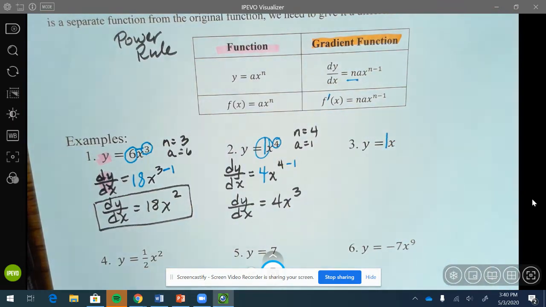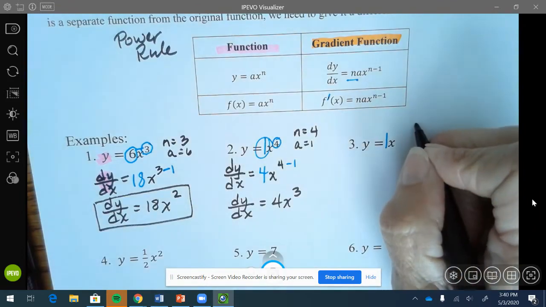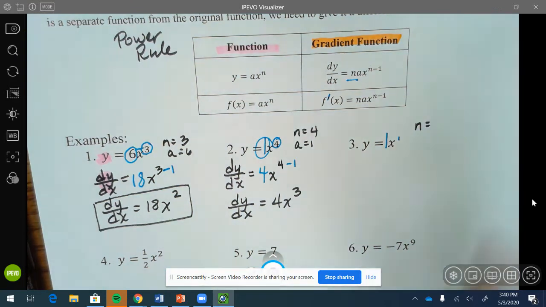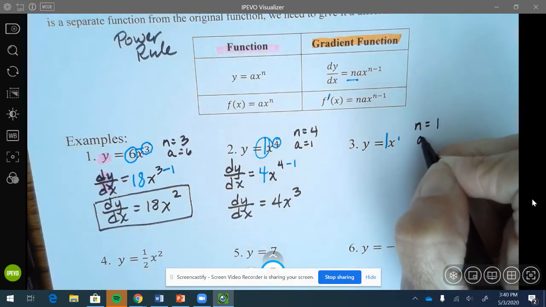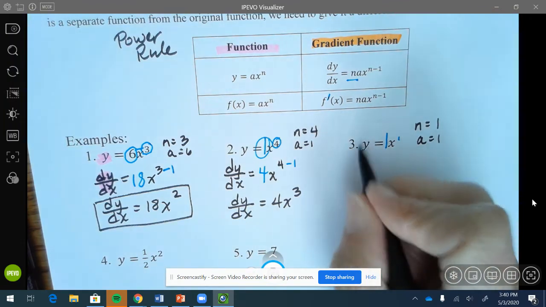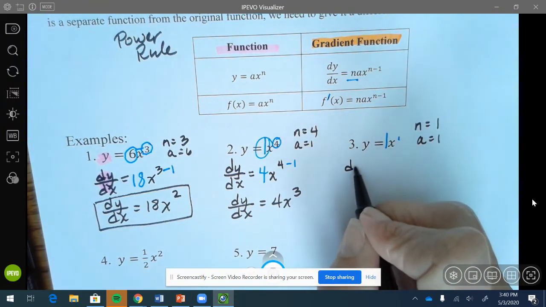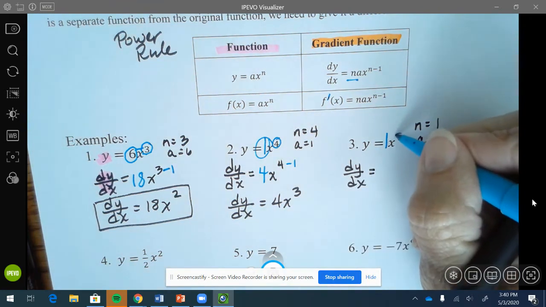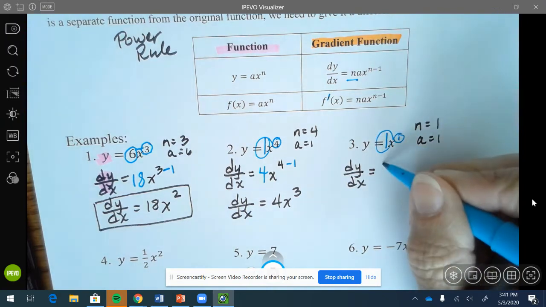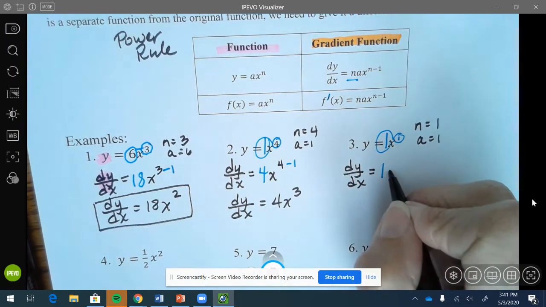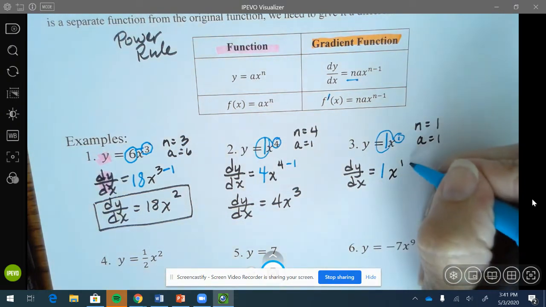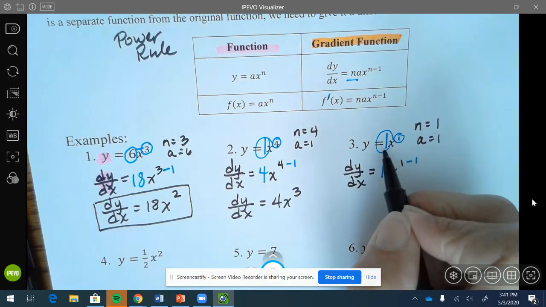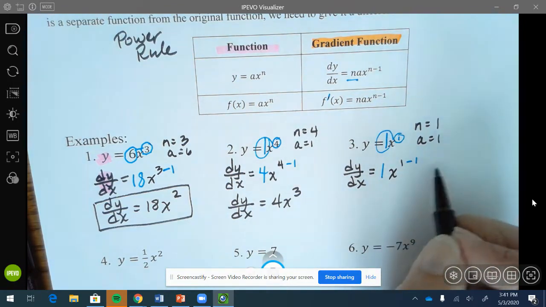Let's look at this one. y equals x. Well, what is our n? What's x? It's really x to the power of 1. So n is 1, and a is 1. Our original function is named y, so we're going to name our gradient function d of y over d of x. And again, we're going to multiply n times a, which is 1. Then you have x, the original exponent, minus 1. It's always the same process: n times a, the exponent times the coefficient, and then subtract 1 from the exponent.